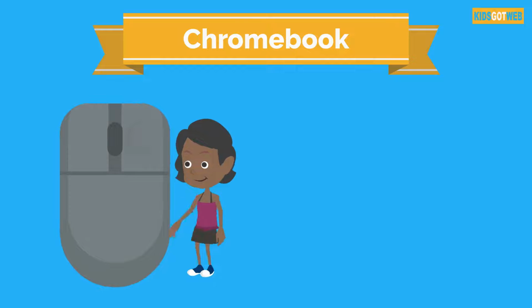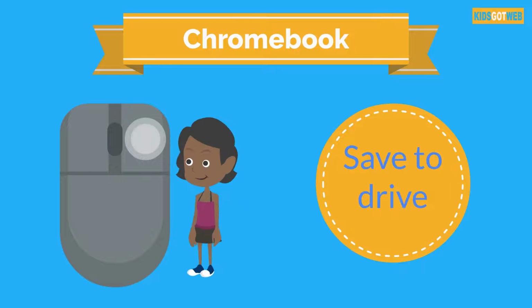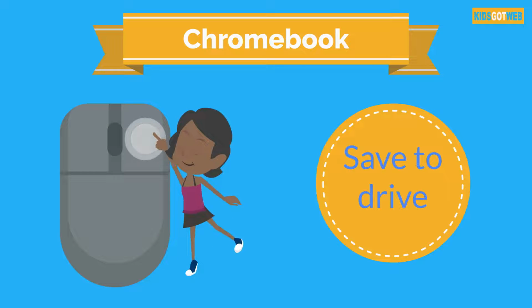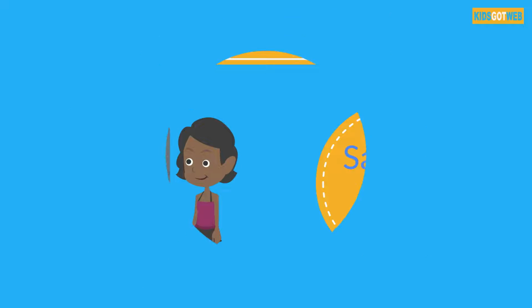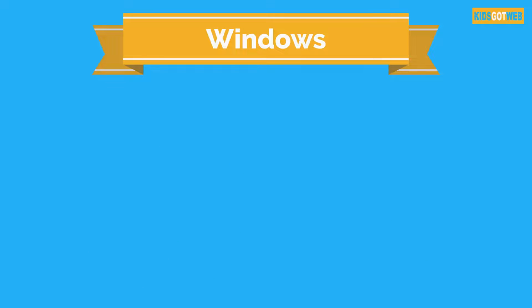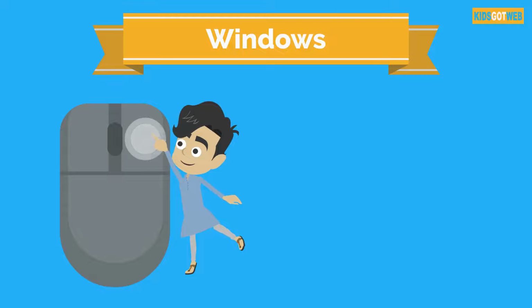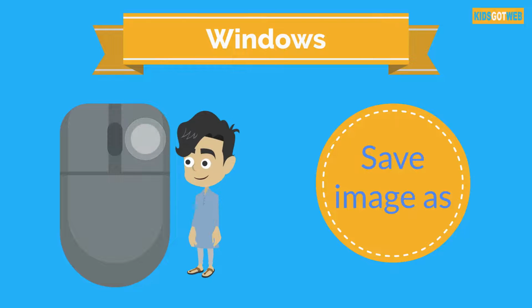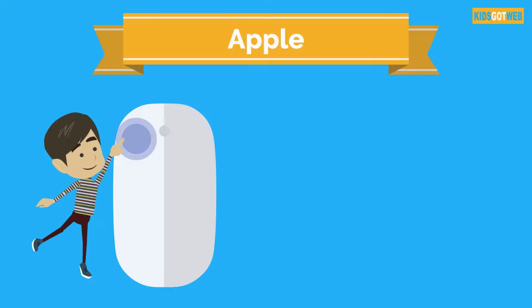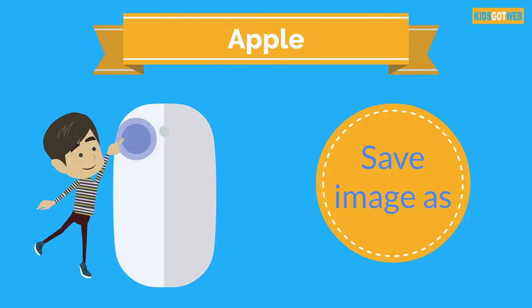If you are using a Chromebook, do this. Right mouse click on the image and click Save to Drive. Image will automatically save to Drive. If you are using a Windows, do this. Right mouse click on the image and click Save Image As. If you are using an Apple, do this. Double tap on the image and click Save Image As.